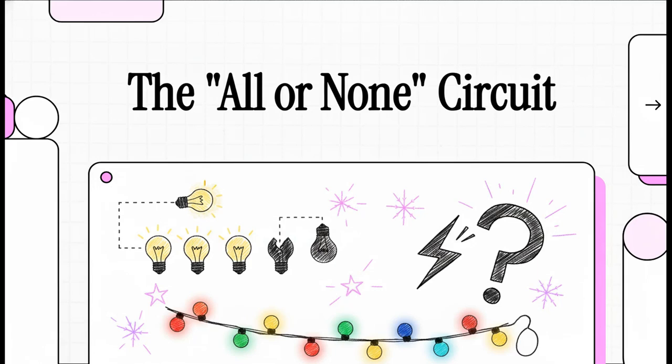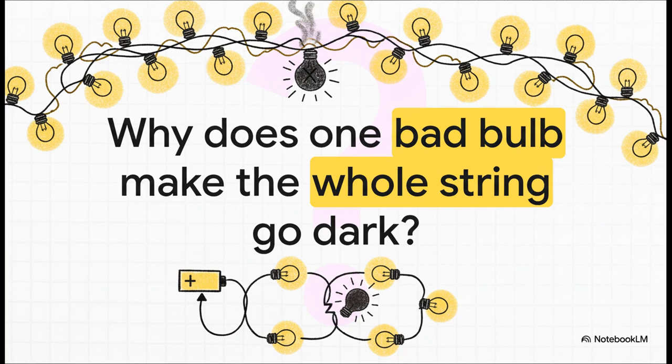All right, let's dive into an electrical mystery that has probably frustrated every single one of us, especially around the holidays. We're talking about the all or none circuit, and today we're going to figure out exactly why it fails so spectacularly. You've been there, right? Staring at this totally dead string of lights, and you just know it's one tiny little bulb that's causing all the trouble. It's a classic, infuriating problem, and in this explainer, we are going to get to the bottom of why it even happens.